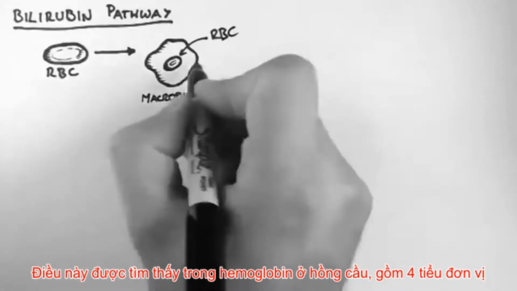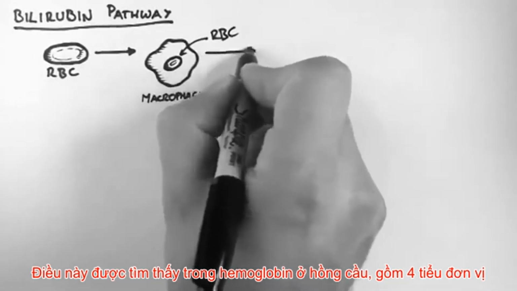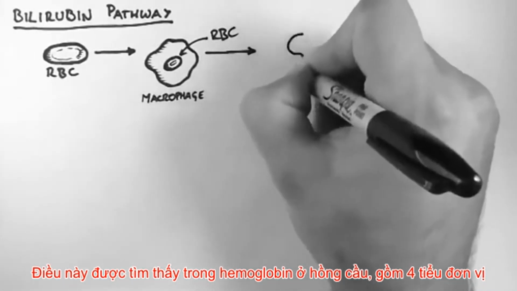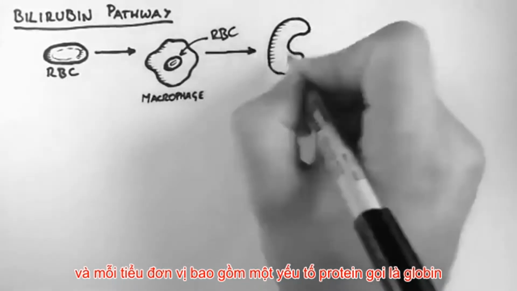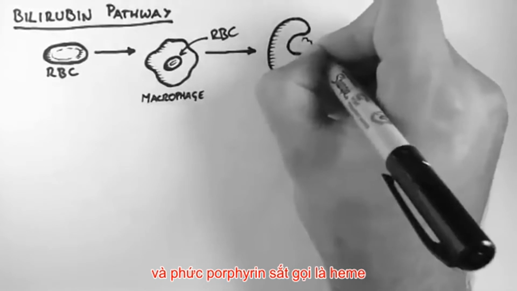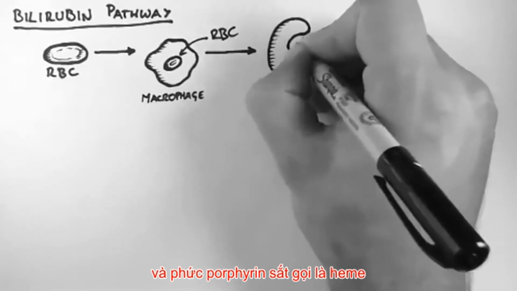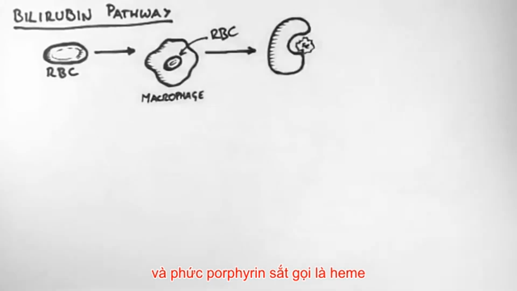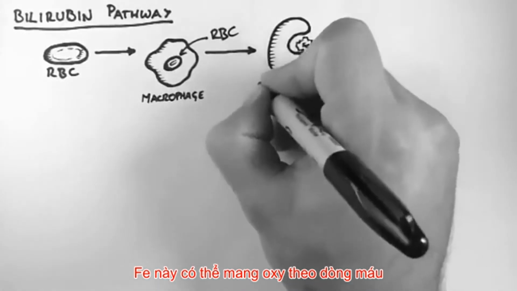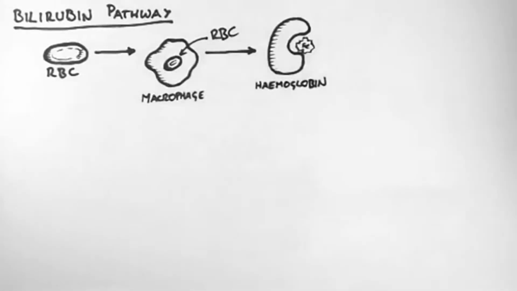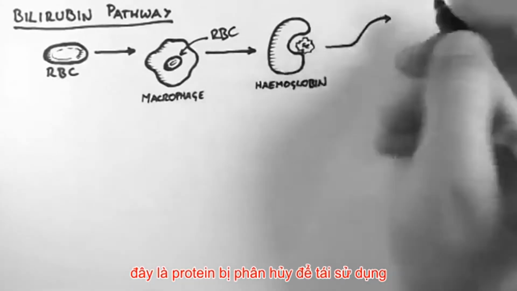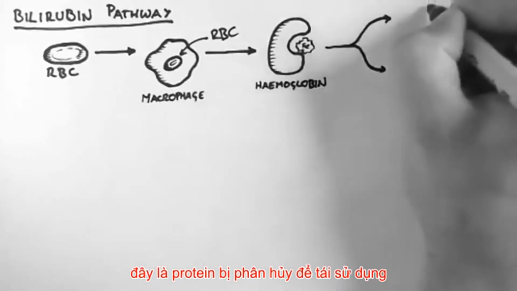Now, hemoglobin found in the red blood cell is made up of 4 subunits, and each of these subunits consists of a protein element called globin and a porphyrin ion complex called heme. This ion is the molecule which carries oxygen through the blood. The globin and the heme dissociate.